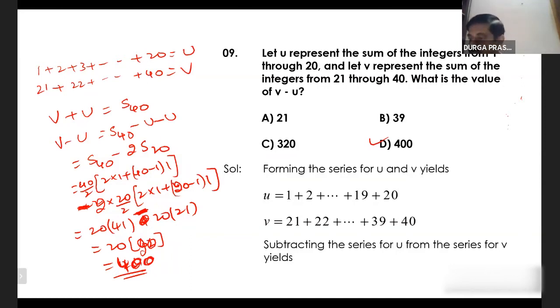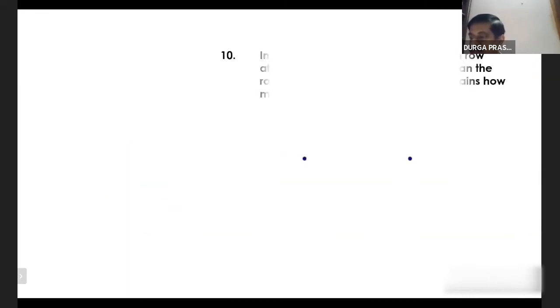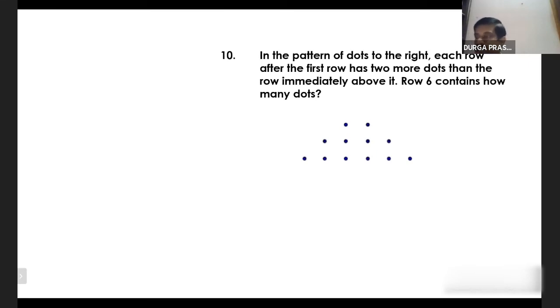Right, children, let us go to the next question. Look at this. In the pattern of dots to the right, each row after the first row has 2 more dots than the row immediately above it. Row 6 contains, see, this is simple. If I take it as an arithmetic progression, because it is increasing in order of 2, the common difference is 2. So now he is asking to find out T6.